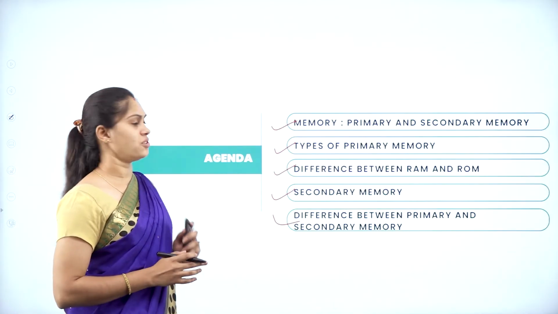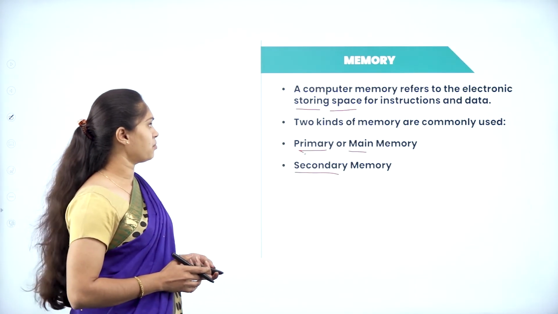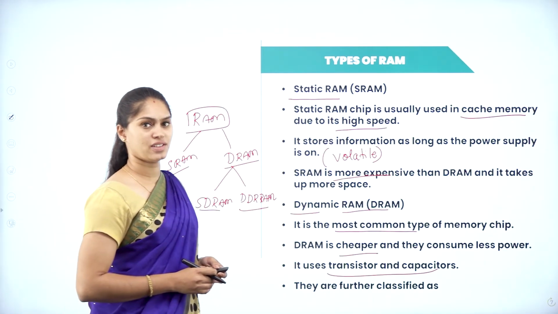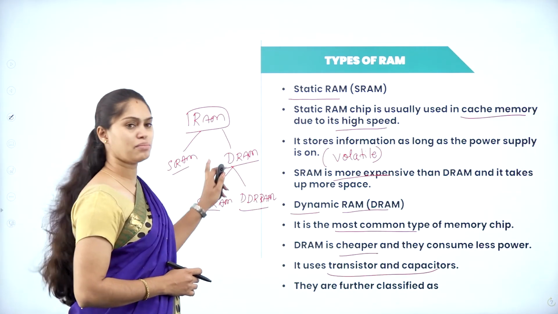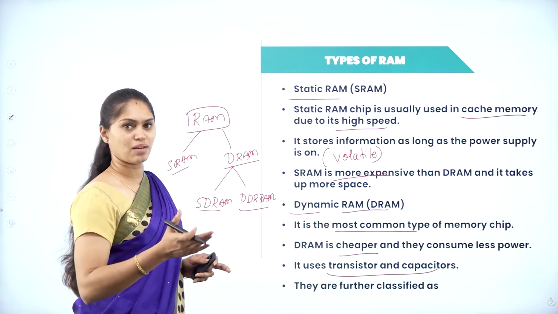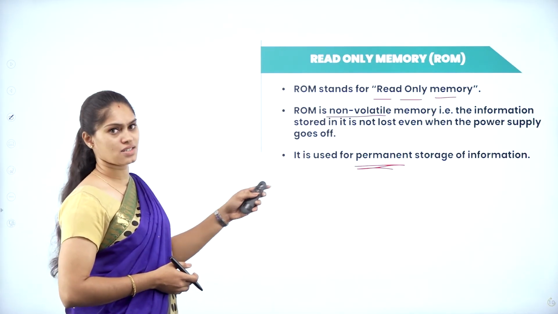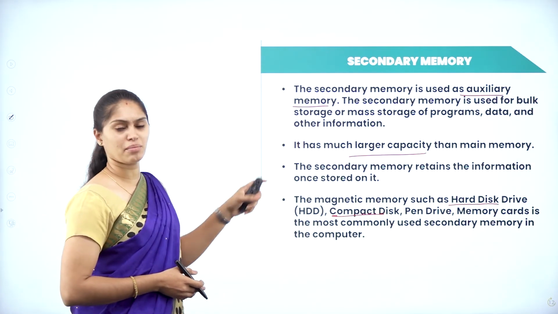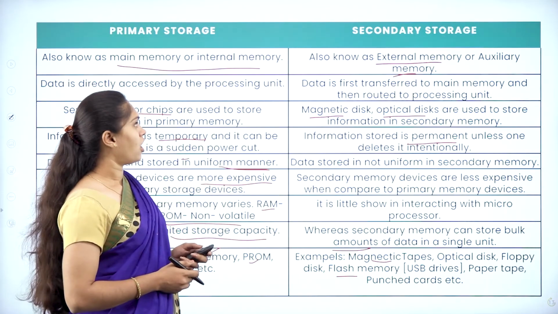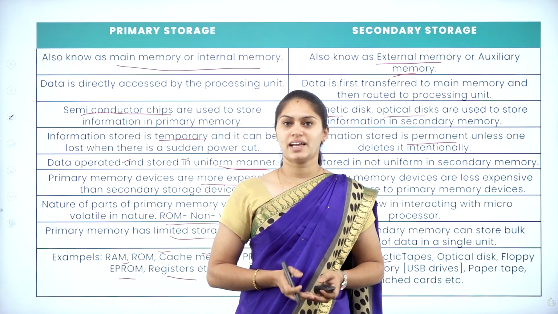In today's session we had a discussion regarding primary and secondary memory. In primary memory there are two types, RAM and ROM. RAM is further classified into two types, SRAM and DRAM, and DRAM is further classified into SDRAM and DDR-RAM. Again we have ROM, that is non-volatile in nature. After that, the secondary memory is used to store a large amount of data. Then we discussed the difference between primary and secondary memory.